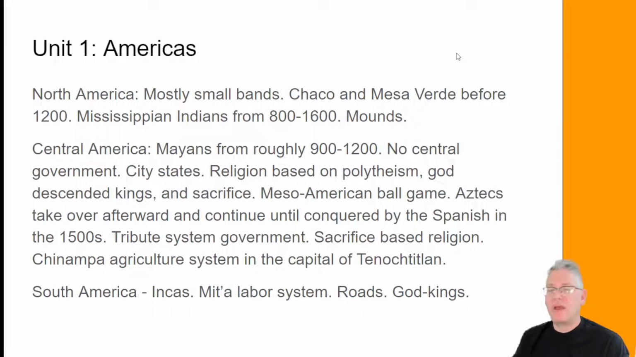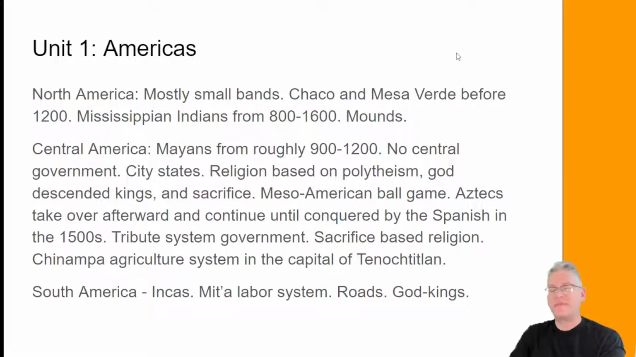All right, looking around this area then real quickly, just again doing our survey here. In North America, we mostly have small bands. The Chaco and Mesa Verde are peoples that are having more complex civilizations before 1200. The Mississippian Indians then are going to be from around 800 to 1600. In Alabama, we have Moundville. Up in Illinois, we have Cahokia. These are peoples who made mounds for ritual and burial purposes and things like that.